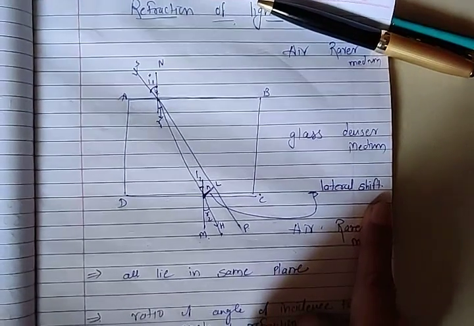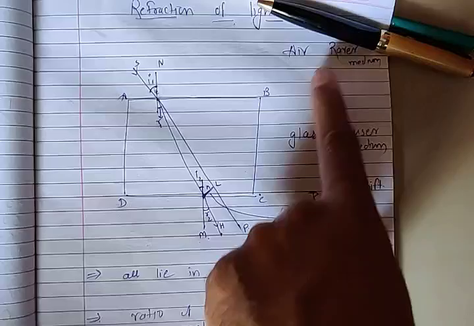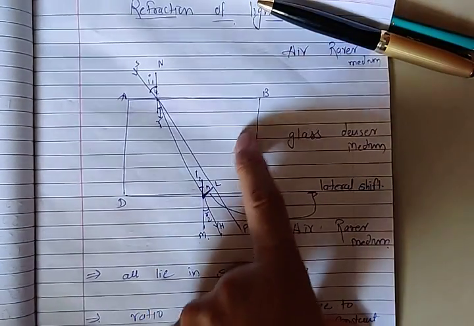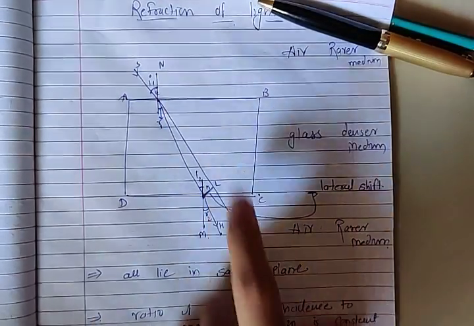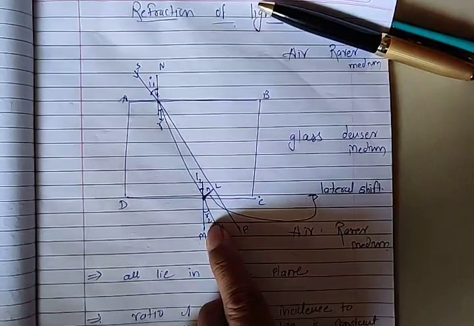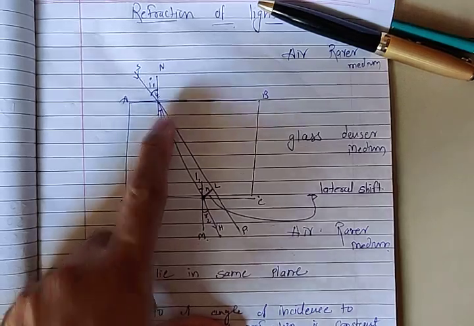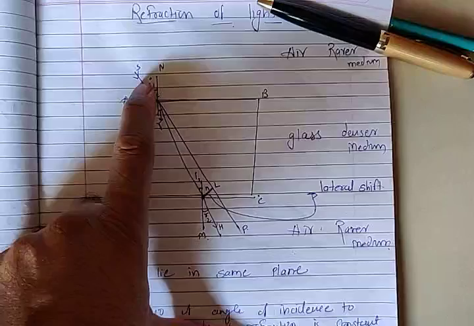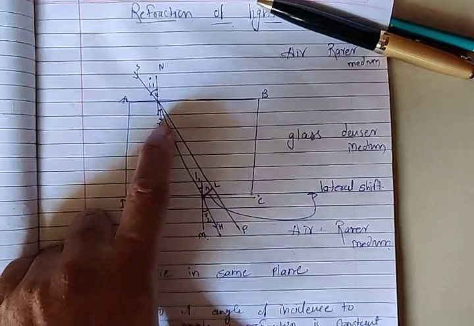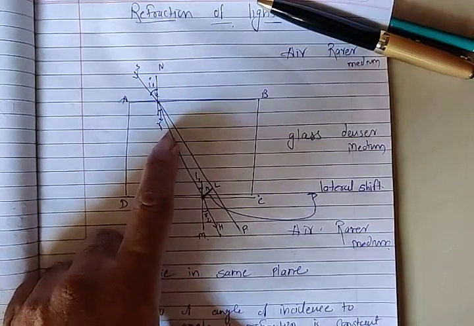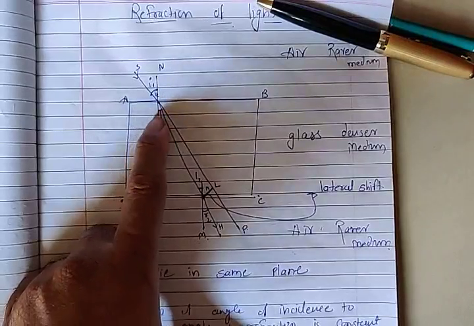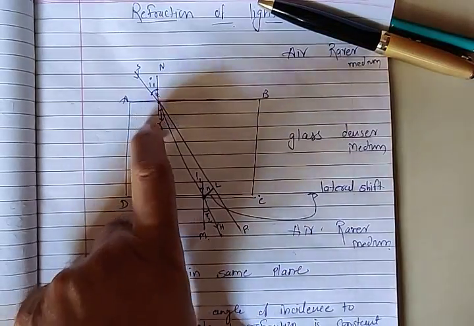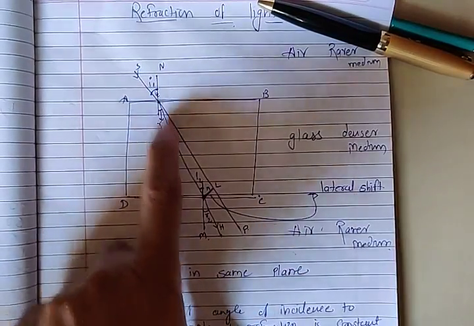What will this be called? Lateral shift, when the ray moves from one medium to another, from rarer to denser. Here the angle of incidence is equal to the angle of refraction. Suppose I am considering this as X, and this is also X. If you look, it is going to make a Z angle, an alternate angle.